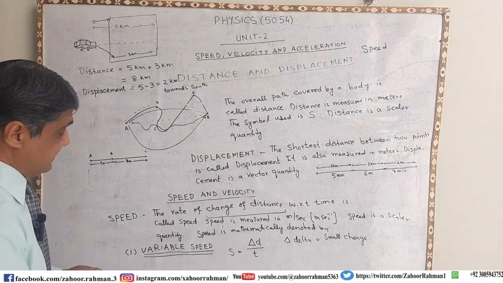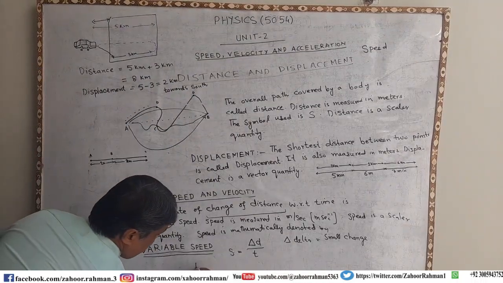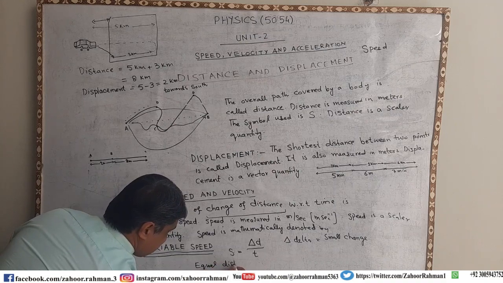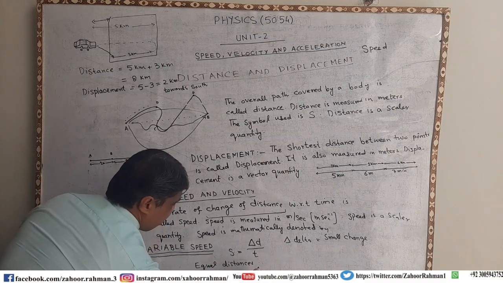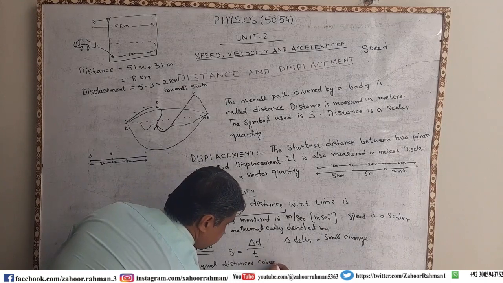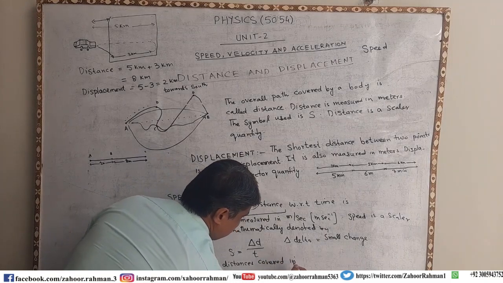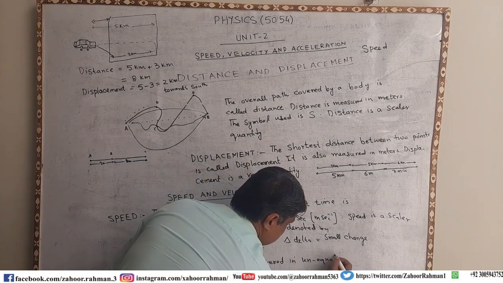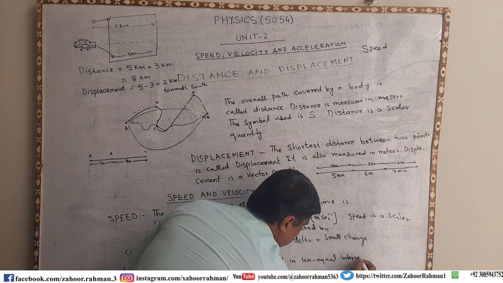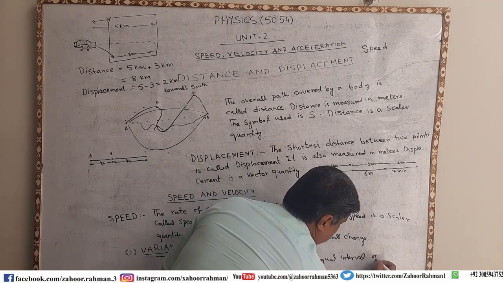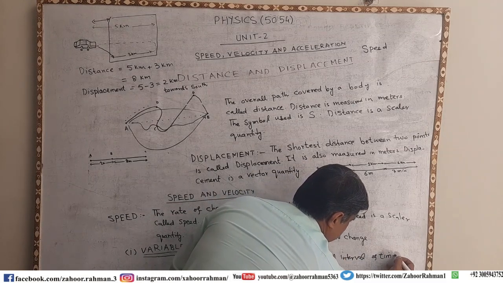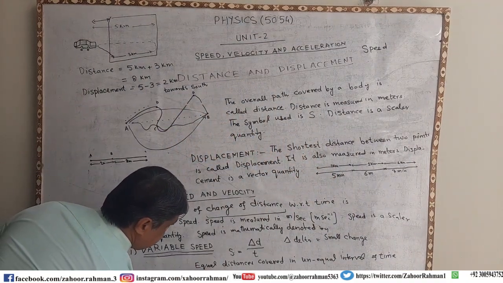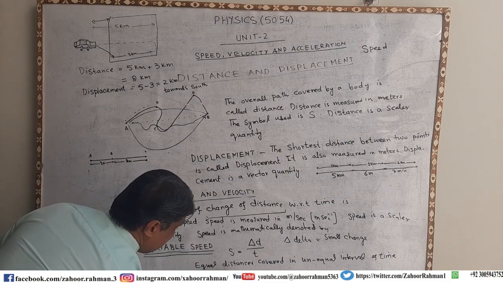Very technically, we can say that equal distances covered in unequal interval of time is called variable speed.